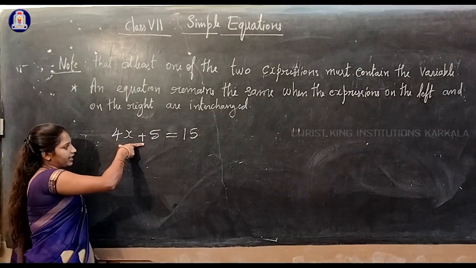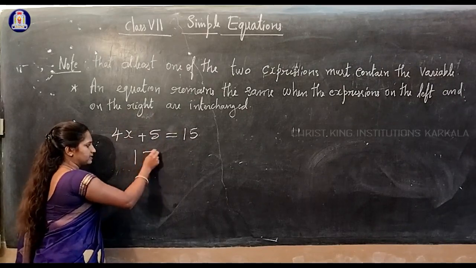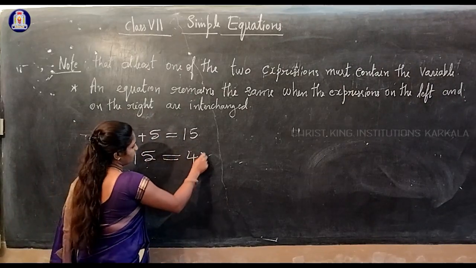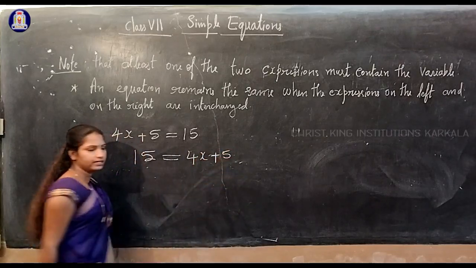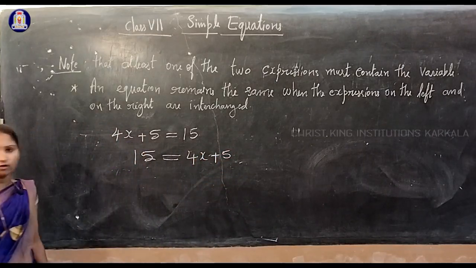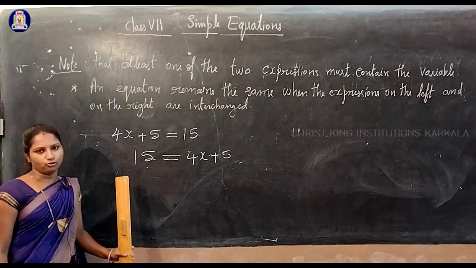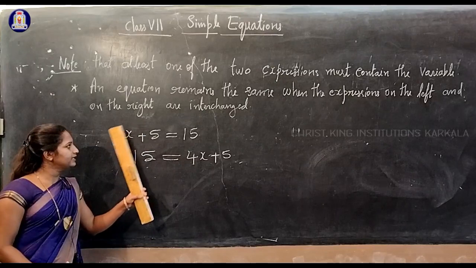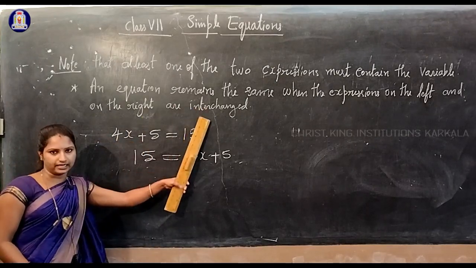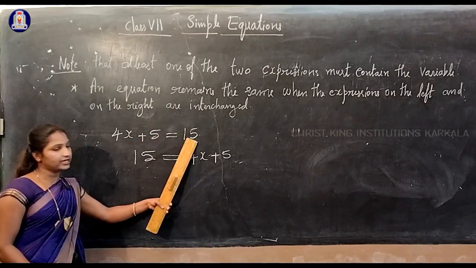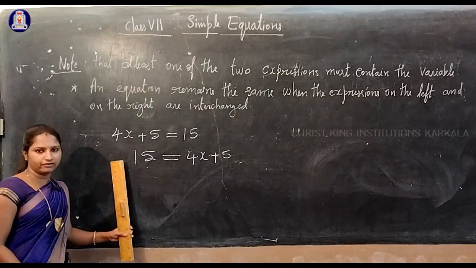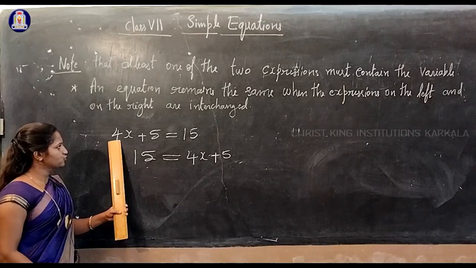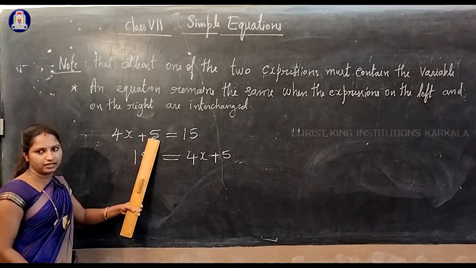Say if I write 15 in the left hand side, and 4x plus 5 in the right hand side, is the value of the equation changed? No, we just interchanged the place, right? See, the left hand side value we wrote in the right hand side, and the right hand side value we have written in the left hand side. Just the place is interchanged, right?